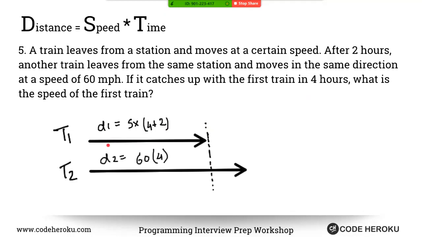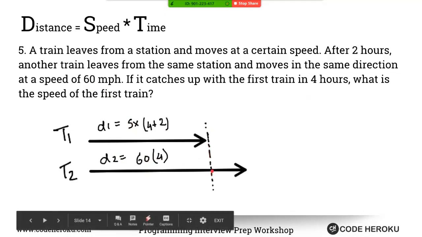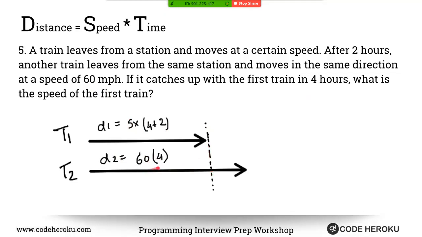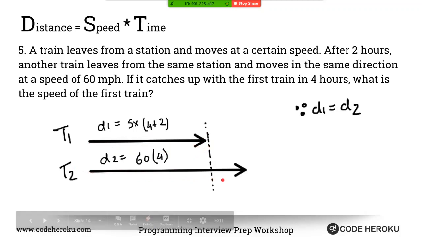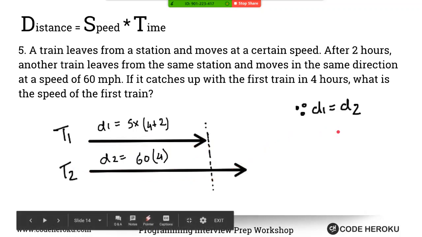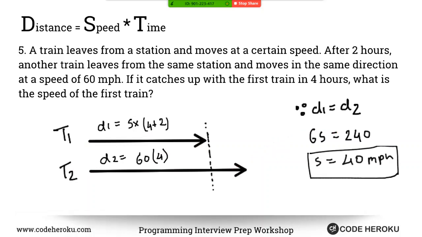Let's say d2 is going to be 60 times 4, because we know that the speed is 60 miles an hour and it took 4 hours to catch up. So at the point where they cross, the distance traveled is 60 times 4, which is 240 miles, right? Since d1 is d2, as you see in the diagram, both trains would have covered the same distance when they cross each other. So since d1 equals d2, you could say 6s is 240, or s is 40 miles per hour, right? So this is how you would go about reaching this.